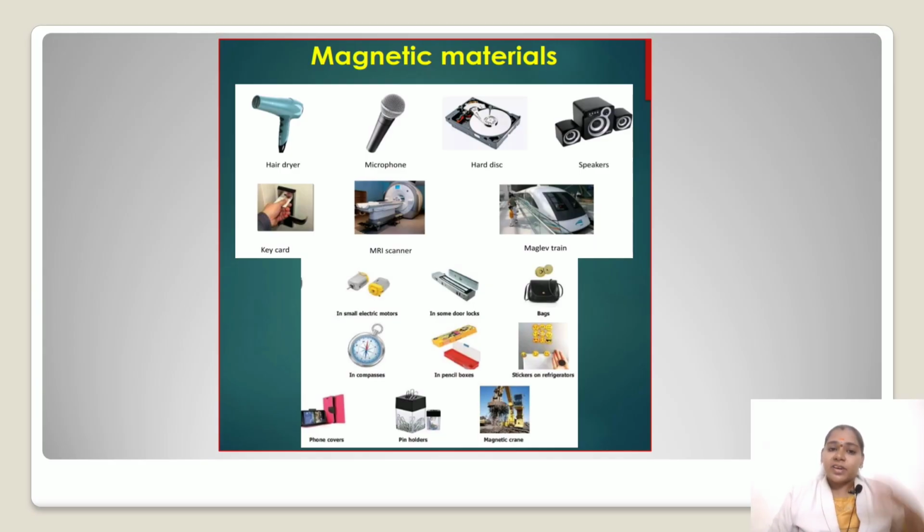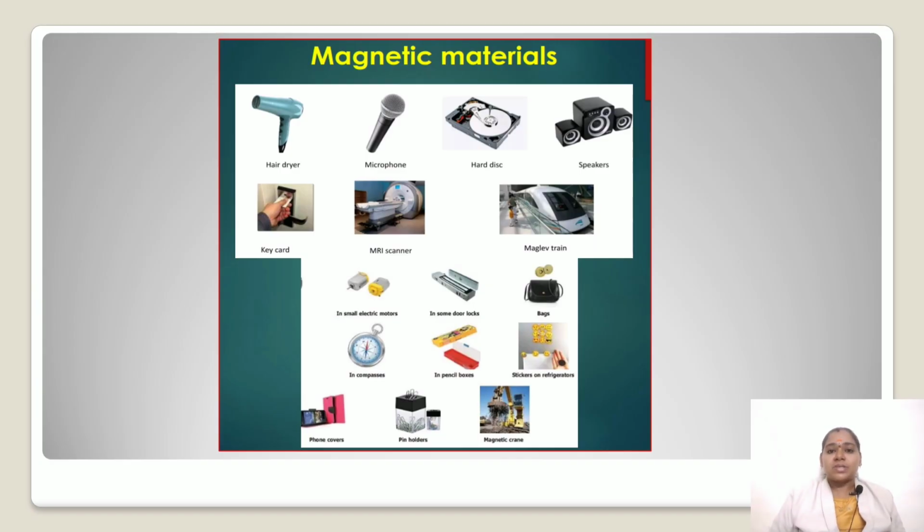Then door locks. Electromagnetic locks are used to secure access control systems. Then we know about the bags. Magnetic buttons and snaps are used for easy closure. Then we know about the compass, a classic tool using a magnetic needle to align with the Earth's magnetic field.